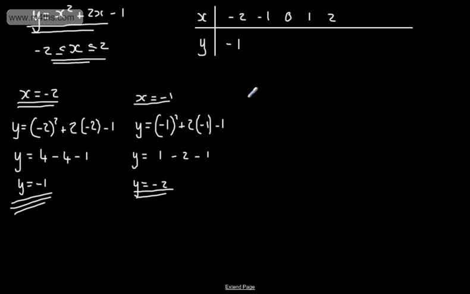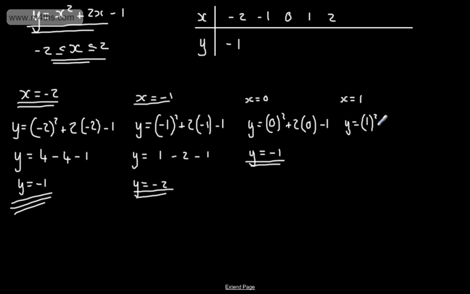So if we now take x to be equal to 0, y will be equal to 0 squared, which is just 0, plus 2 lots of 0 minus 1, and y will be equal to minus 1. If we take now x is equal to 1, y will be equal to 1 squared plus 2 lots of 1 minus 1. So y will be equal to 1 plus 2 minus 1. So y will be equal to 2.